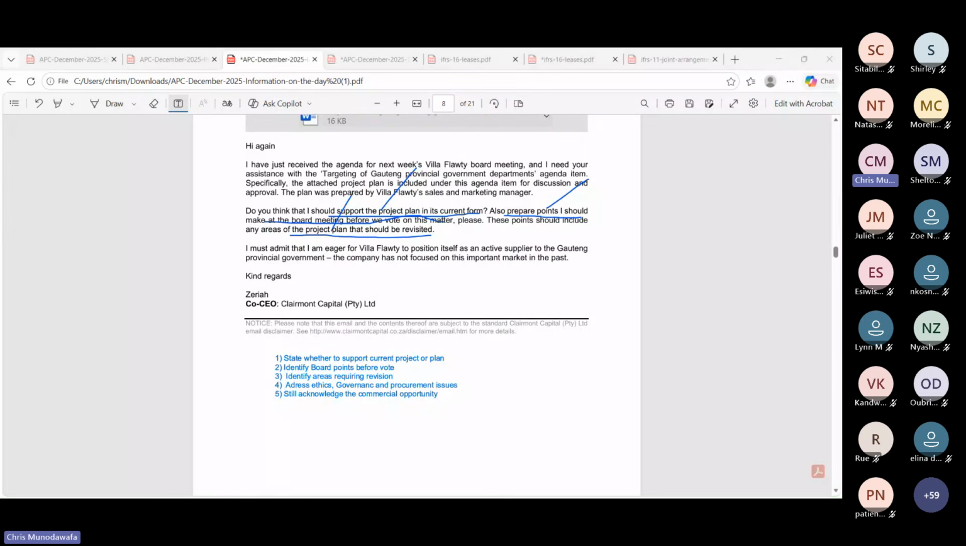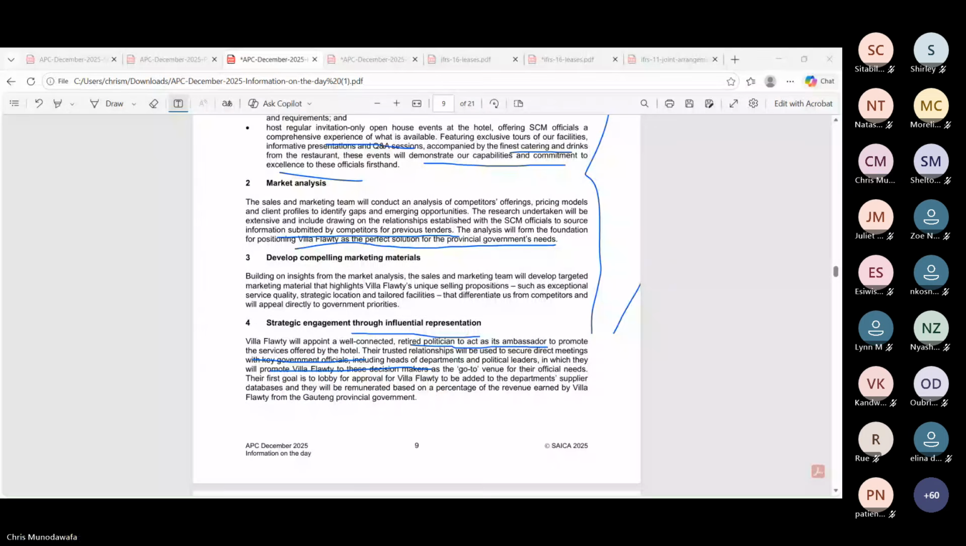Team, so now depth. Let's go to depth. Proper depth, team. Looking at where they are giving me these things, where they say let them come and we take them to the facilities and give them the finest catering and drinks. Now depth: as I'm explaining, I should explain why the relationship building crosses into inducement and conflict risk, when hospitality is invitation only and targeted at SCM officials only.